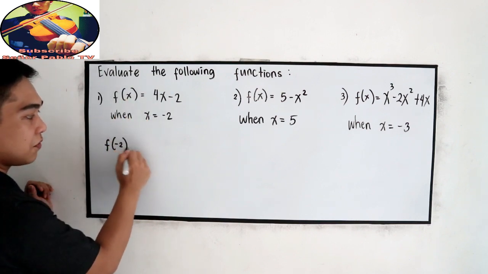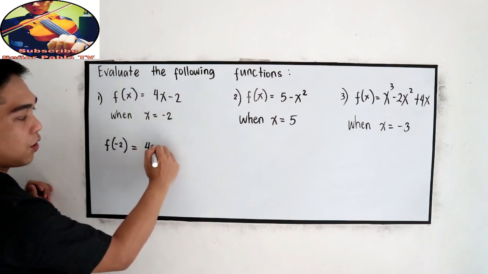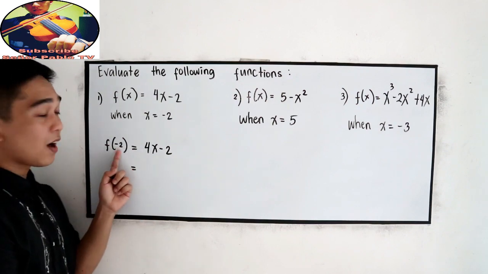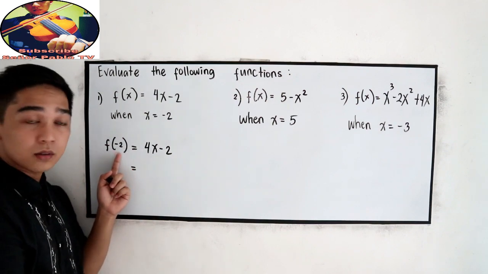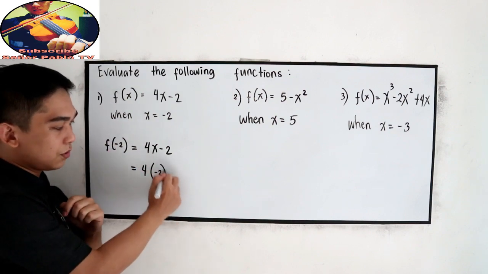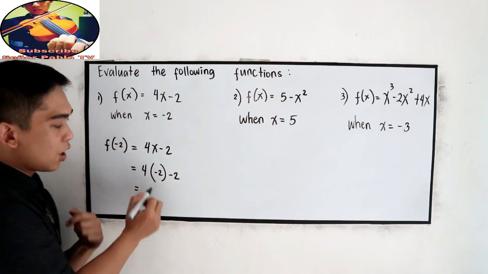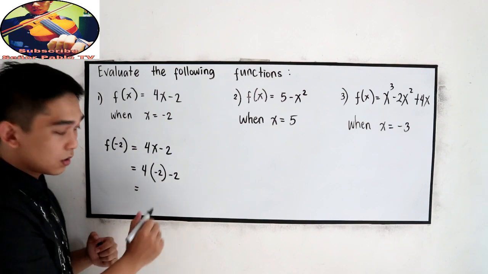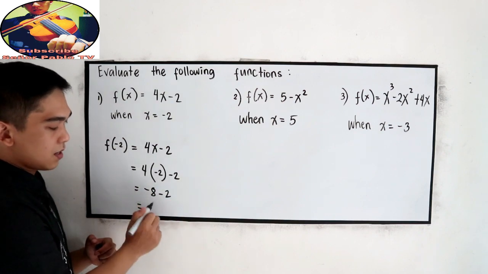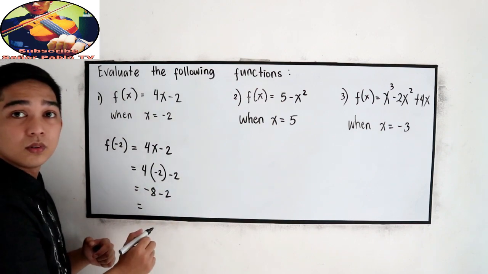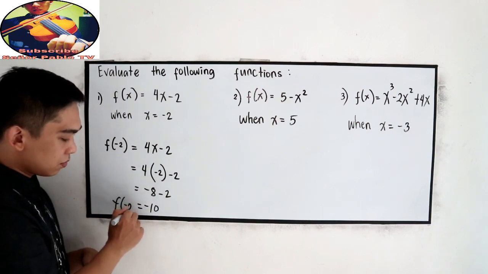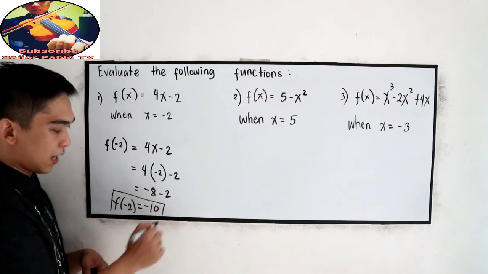So f of negative 2, that is equal to 4x minus 2. Just copy. Now, we have a value for x. So we need to substitute. So 4 times our x is negative 2 minus 2. 4 times negative 2, this is negative 8 minus 2. Negative 8 minus 2, that is negative 10. That means f of negative 2 is equal to negative 10.